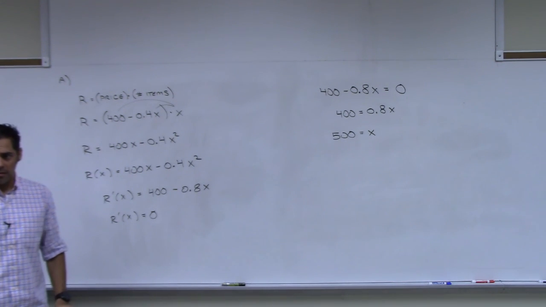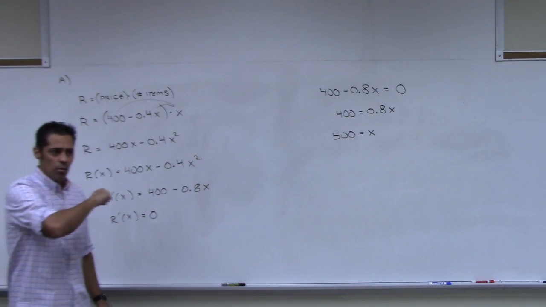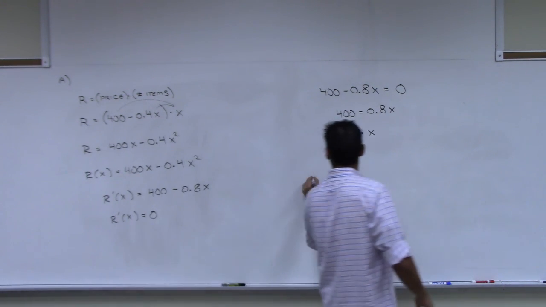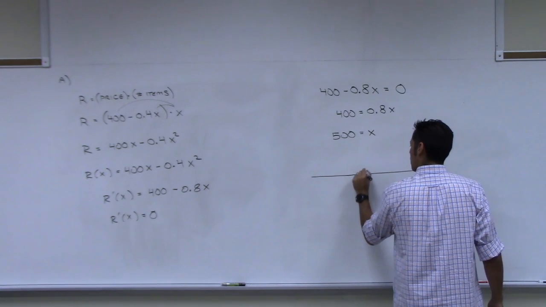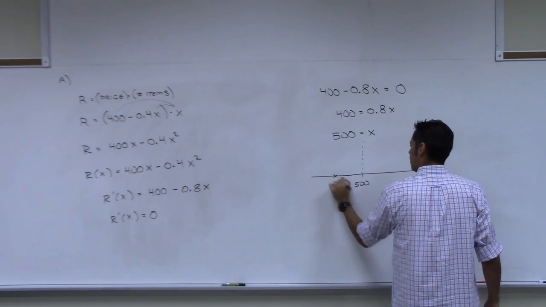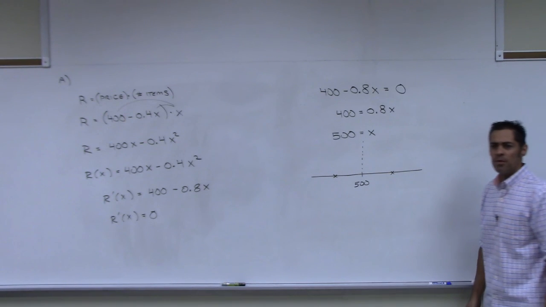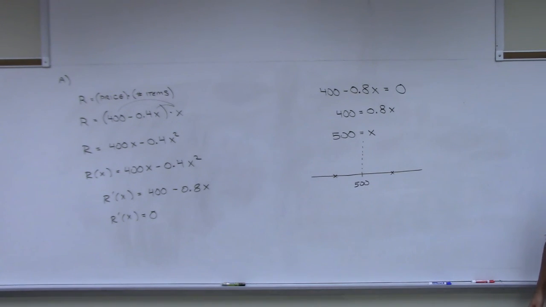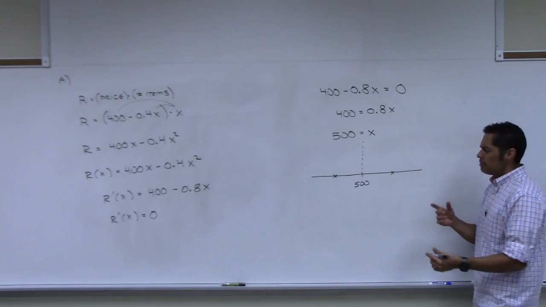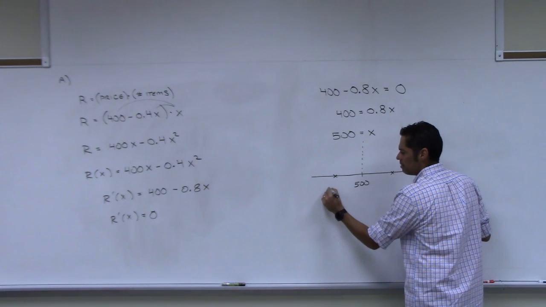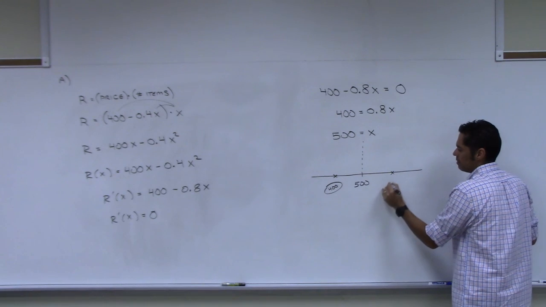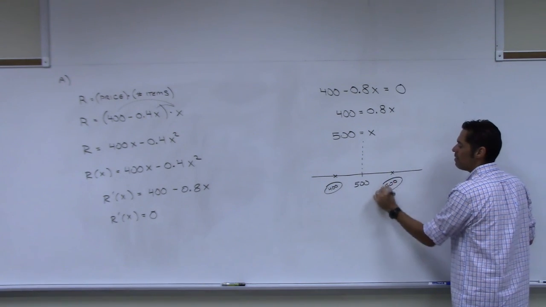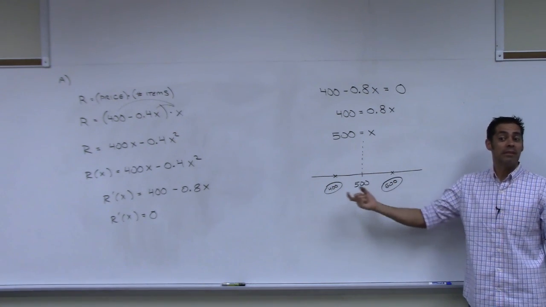We're not done. Now I need a quick number line. I put 500 here. That breaks my number line up. And I'm going to get 2 test points. What are those test points going to be? 400. Is that what you heard? 400 would work. And then over here? 600, okay. And where are these being plugged into?